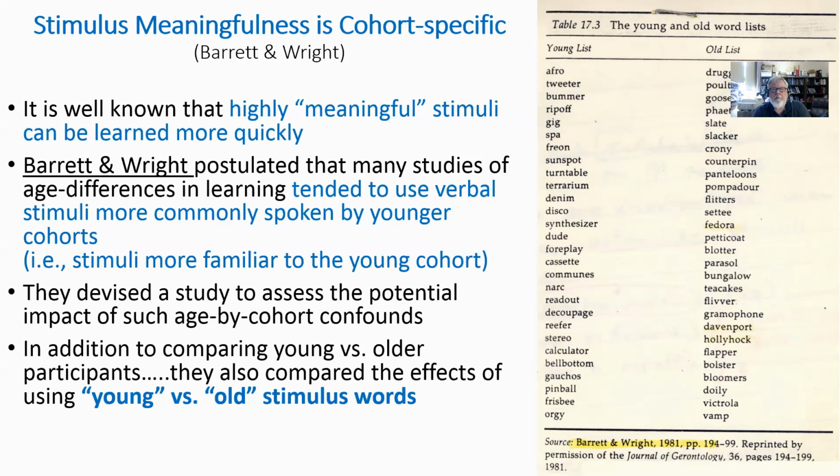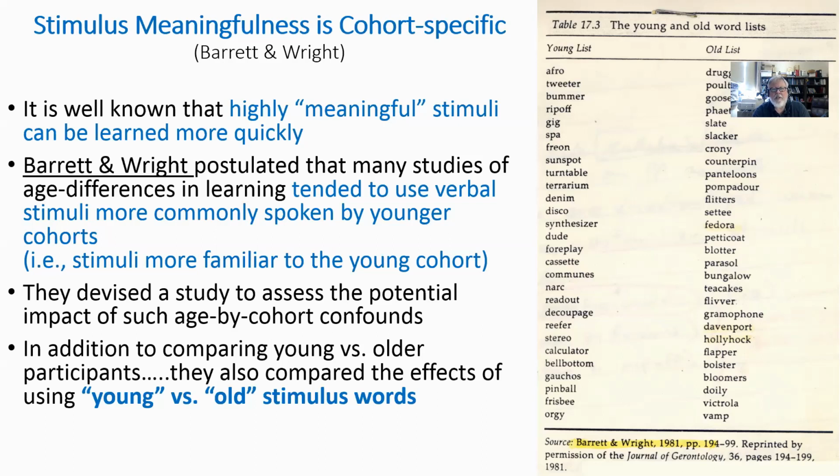So if Barrett and Wright's conjecture was correct, namely that in many studies the words were more meaningful to young people than to old people, then perhaps a significant component of the age-related decrement in learning we see in many laboratory studies was due to this age by cohort confound in the meaningfulness of the stimuli. So they devised a very clever experiment to evaluate the potential significance of this problem.